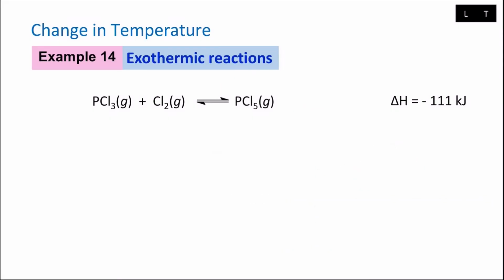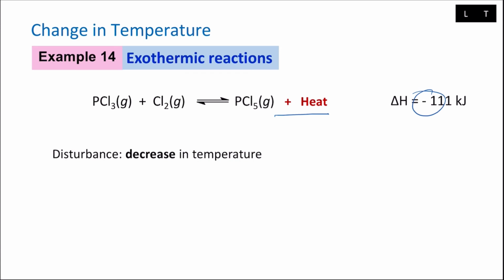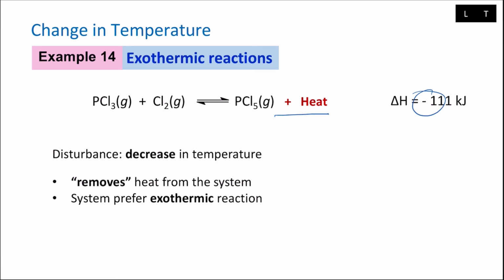Next one, we have another example, masih lagi exothermic. So this is the negative sign. So heat saya berada di bahagian produk. Let's say I disturb the system dengan cara lower the temperature. So when I lower the temperature, it means that I remove the heat from the system. So what happen bila remove? System akan prefer exothermic reaction. So kalaulah this one, forward reaction dia adalah negative value, so dia adalah exo. Reverse adalah endo. So apabila awak remove the heat, maknanya dia prefer exothermic reaction.